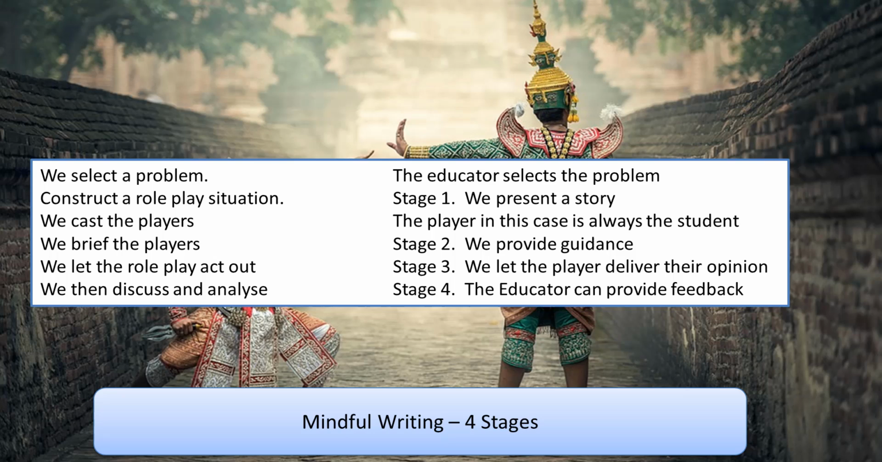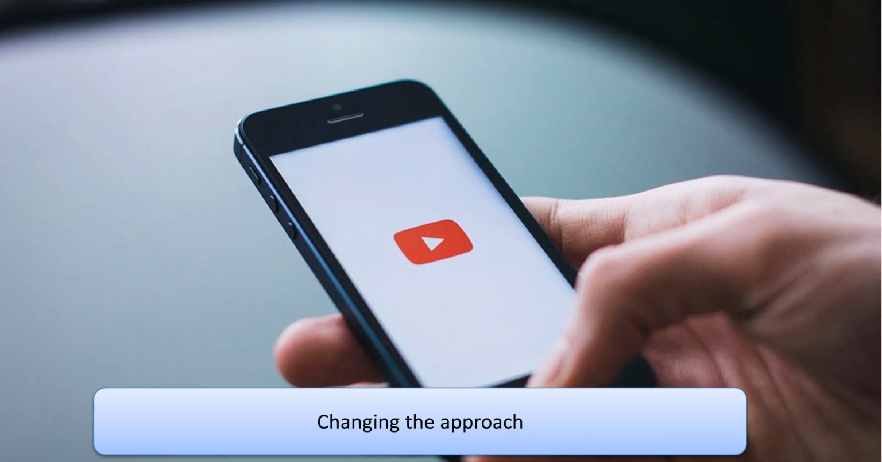Well, following the same structure, the educator selects the problem. Stage 1, we present the story. The player is always the student in this case. We provide guidance in stage 2. In stage 3, we let the player deliver their opinion. And should we elect to, in stage 4, the educator can provide feedback.